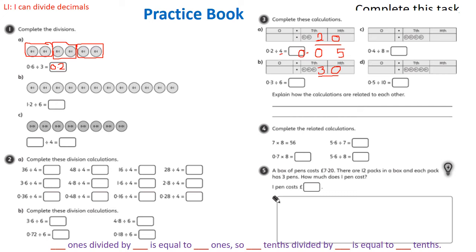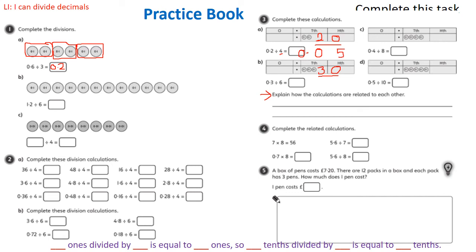I'll let you do C and D on your own. Don't forget, though, to write this bit as well. Explain how the calculations are related to each other. You won't be able to do that until you've got all the answers.